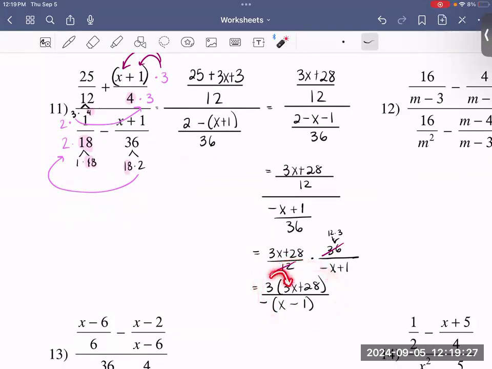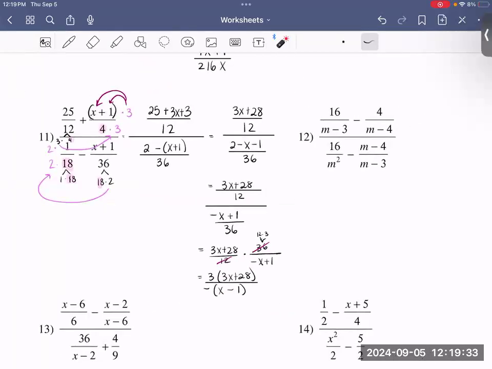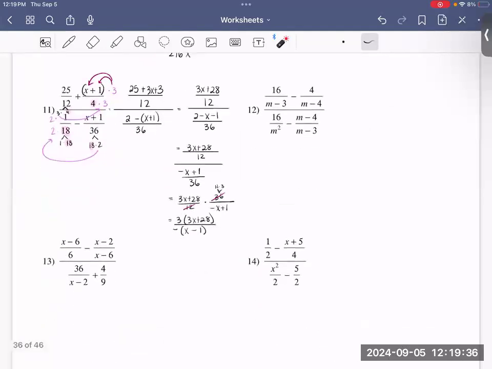What they do is they distribute everything back in. So their numbers might be a little bit different than ours for number 11 and 13. All right, so let's move on to the last one.